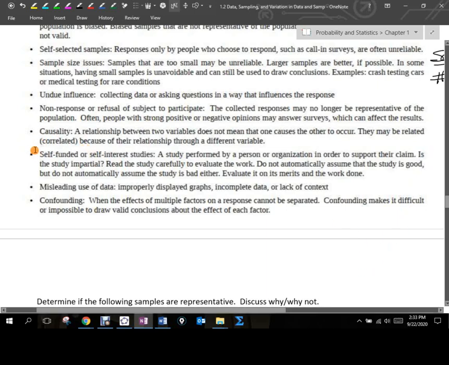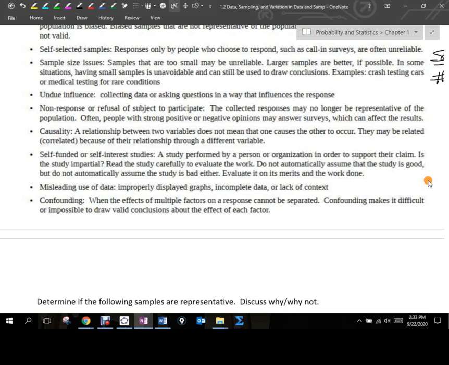Self-funded or self-interest studies. You see this all the time right now, and we keep going back to politics, and I can't wait till November 3rd is over so we stop talking about them. But the polls that you're seeing right now, if the Democrats make a poll that's self-funded by the Democrat Party, that's something to be thoughtful of. Same thing for Republicans. We need to realize that those surveys and studies are being funded by that party, so they may try to persuade readers of that statistic towards that party's view. Does that make sense?